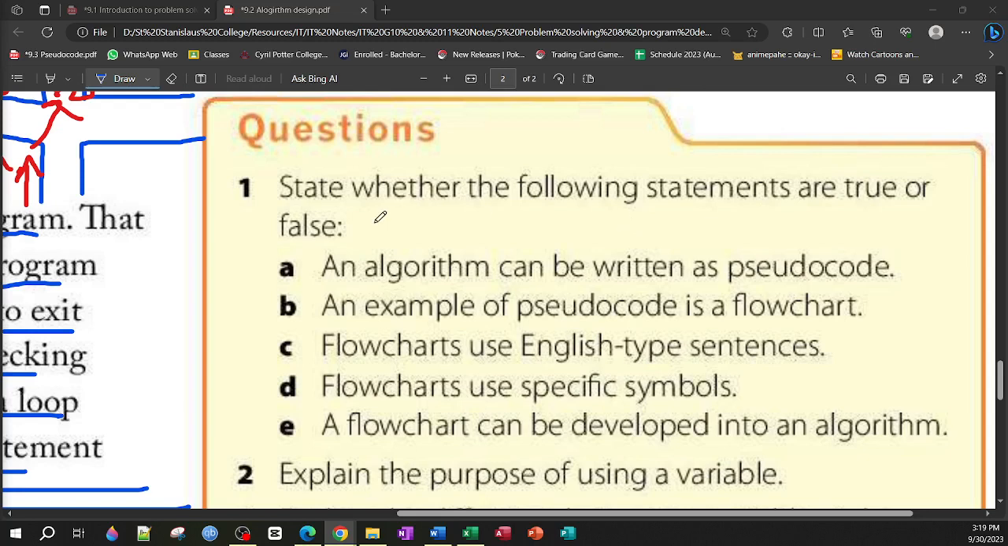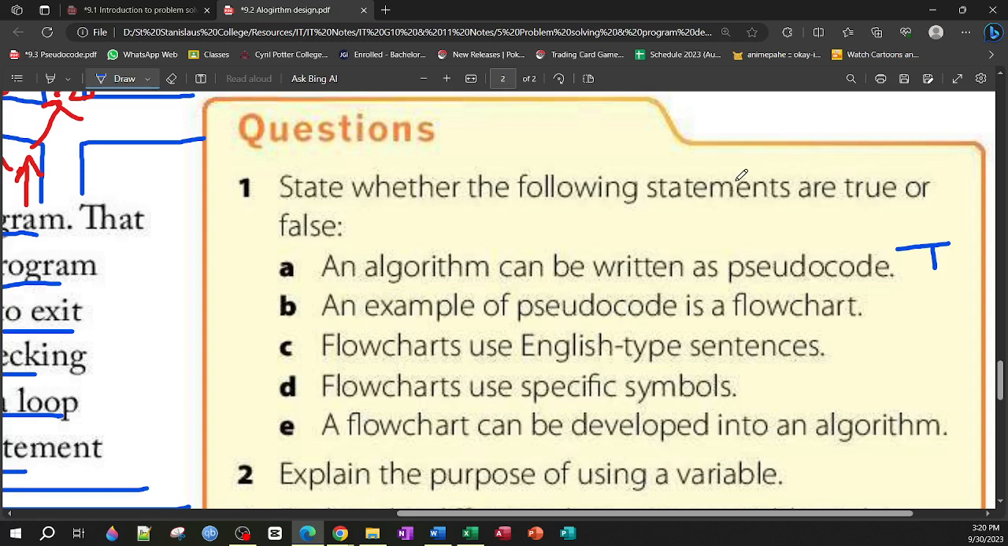So the first question: state whether the following statements are true or false. A, an algorithm can be written as a pseudocode. True or false? True. What about the rest? True. An algorithm can be written as a pseudocode. Good. B, an example of pseudocode is a flowchart.